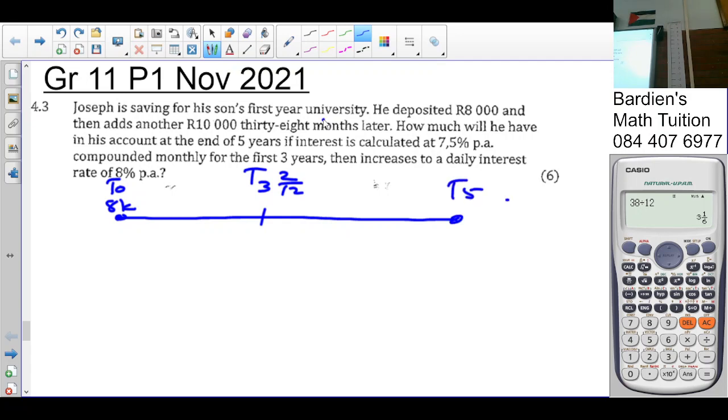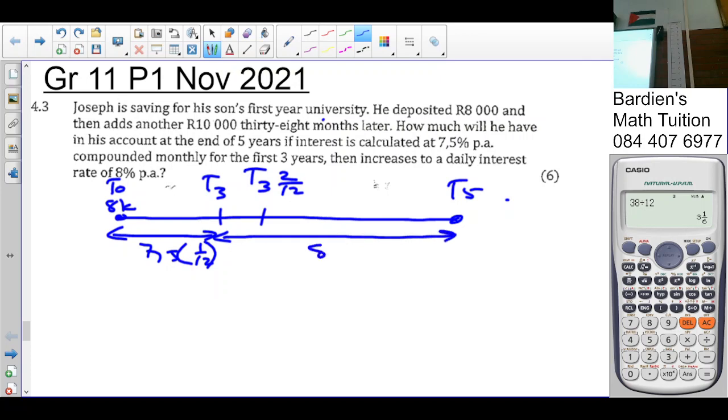If the interest is calculated at 7.5% per annum compounded monthly for the first 3 years. Then it increased to a daily interest rate of 8% per annum. Daily, so it's 1 over 365. And there we go. Okay, so what happens? Oh yeah, this must be plus 10k.